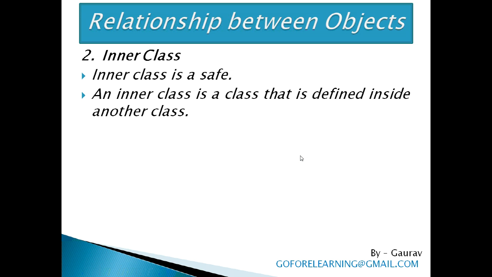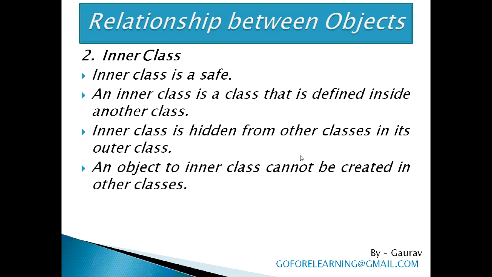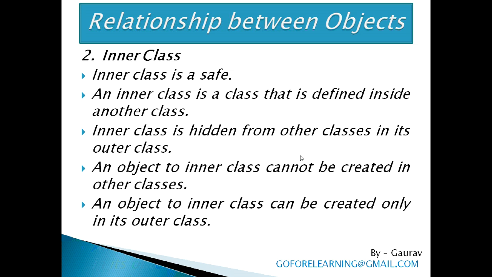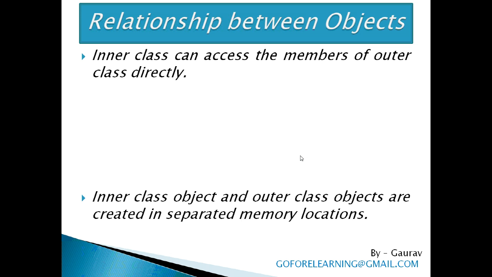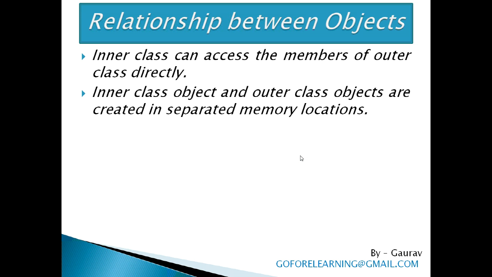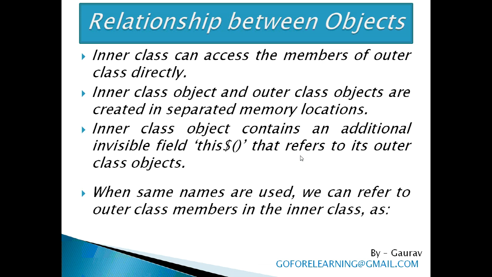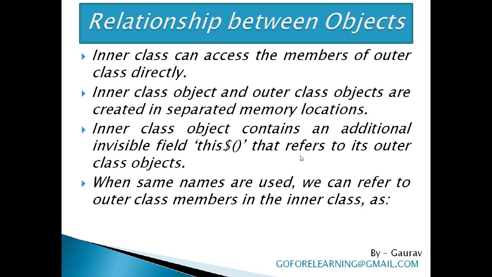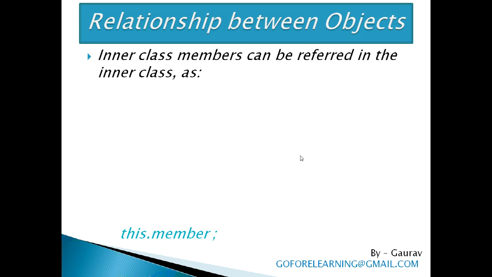An inner class is a class that is defined inside another class. An inner class is hidden from other classes in its outer class. An object of the inner class cannot be created in other classes. An object of the inner class can be created only in its outer class. An inner class can access the members of the outer class directly. Inner class objects and outer class objects are created in separate memory locations. An inner class object contains an additional invisible field, this, that refers to its outer class object. When the same names are used, we can refer to the outer class member in the inner class as outerclassname.this.member, and the inner class member can be referred to in the inner class as this.member.